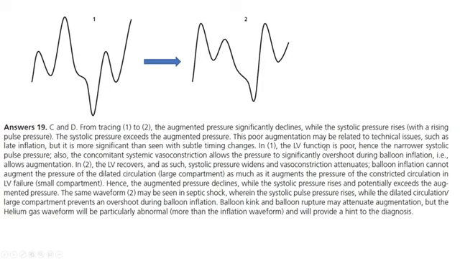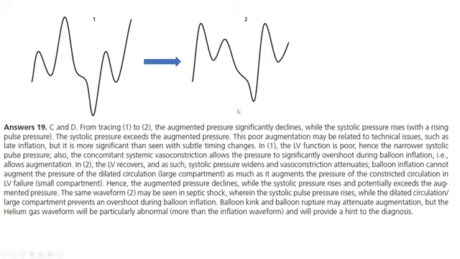So the reason is, in one, the LV function is poor, hence the narrow pulse pressure, and you have concomitant systemic vasoconstriction that allows the pressure to significantly overshoot during balloon inflation, which allows augmentation. In two, the LV recovers, so the systolic pressure widens and the vasoconstriction attenuates. Therefore, the balloon inflation cannot augment the pressure of the dilated circulation and large compartment as much as it can augment the pressure of the constricted circulation with a small compartment. Therefore, the augmented pressure declines while the systolic pressure rises, potentially exceeding the augmented pressure.